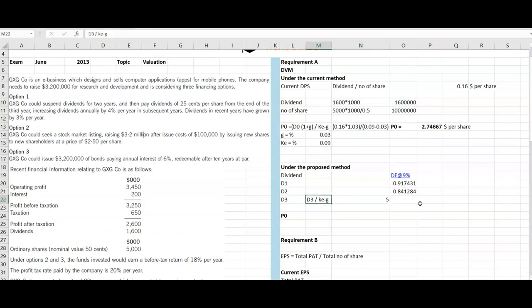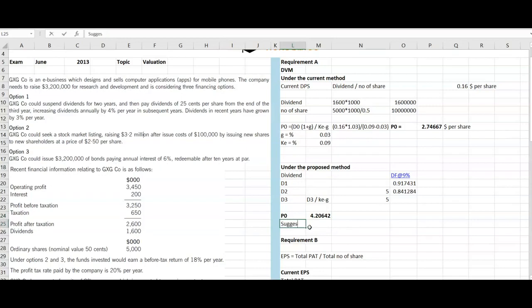Once you have done KE minus G, this 5 will actually become D2. So multiply these, you will get the P0 value. So P0 would be this 5 into this number, which is the dividend method. So 4.2. As the 4.2 is higher than the 2.74 value, it is better to go for the proposed method. Okay, so that is what we have to tell.